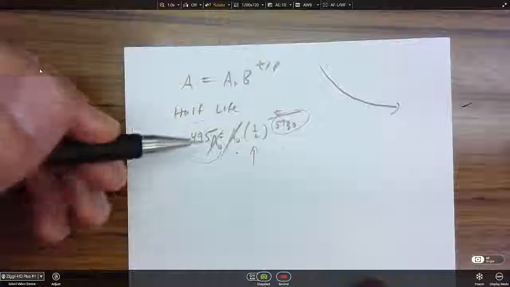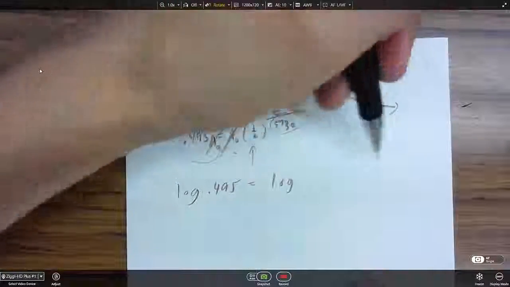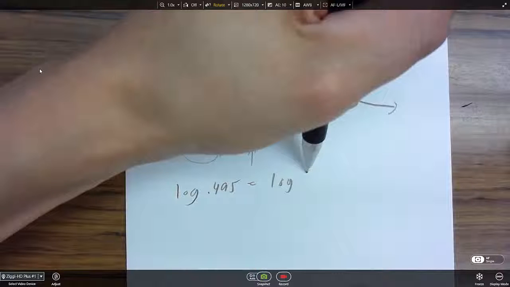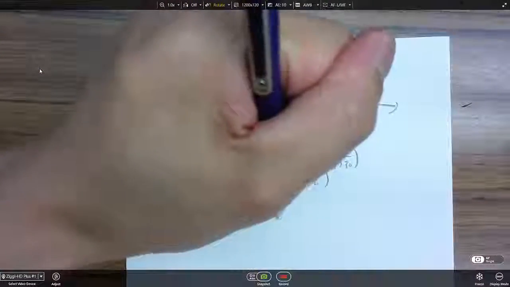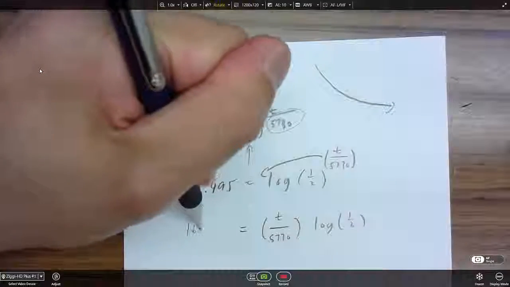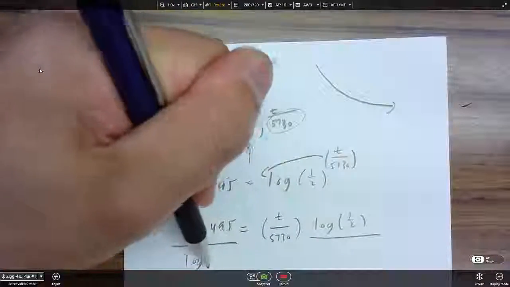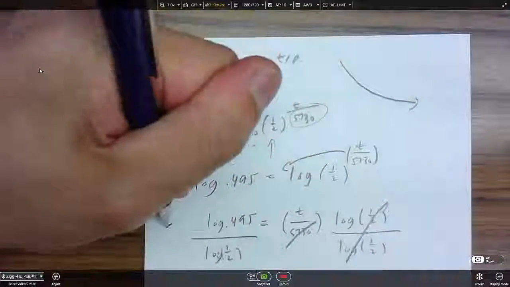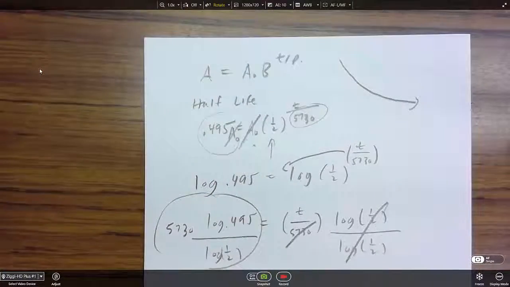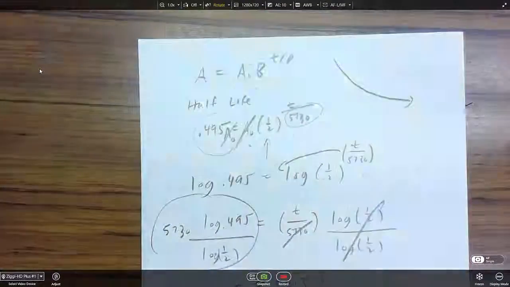Algebraically, these cancel out, and we simply log both sides. So we have log 0.495 equals log 1/2 to some exponent. We're just going to use the log rules, drop it down. So what we get is t over 5,730 log 1/2 equals log 0.495, and you divide both sides by log 1/2. These cancel out, and then you multiply both sides by 5,730. So you can evaluate it. T is approximately 5813 years.